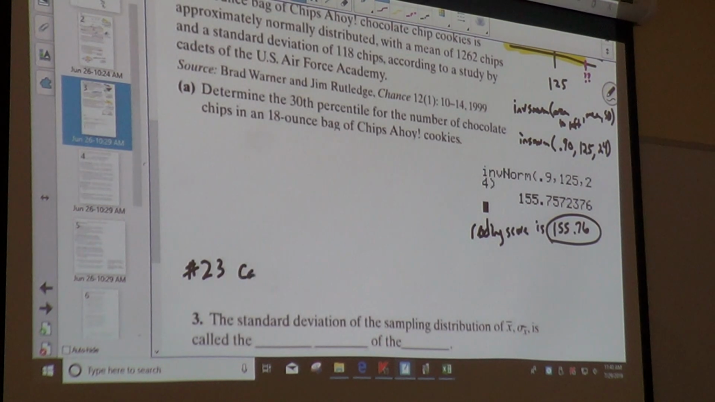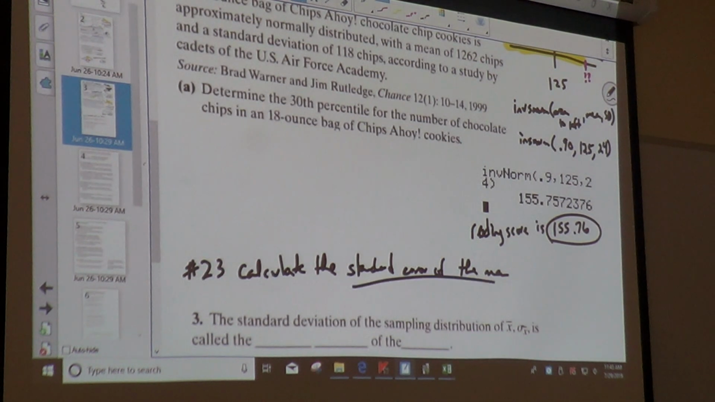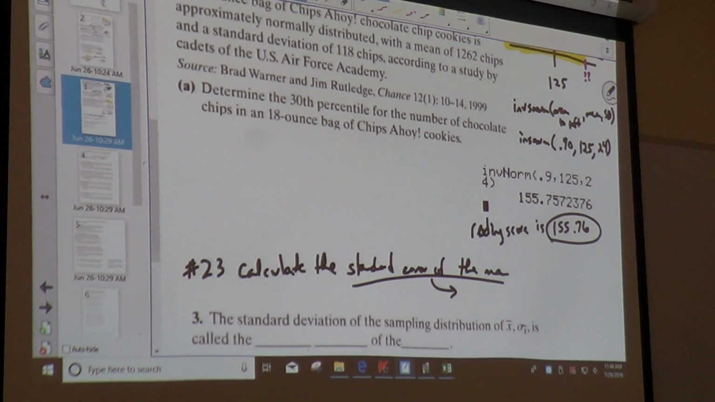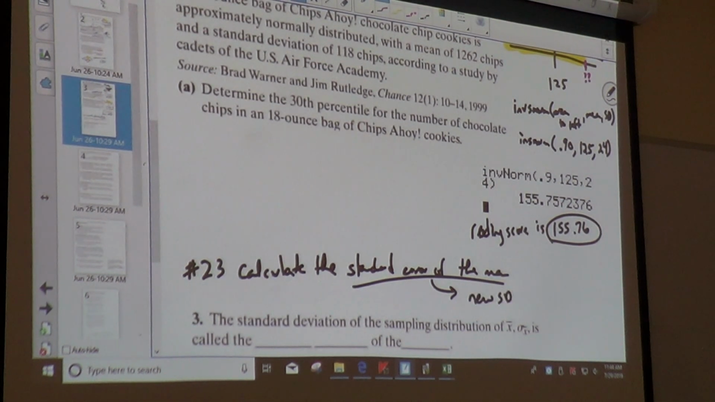So 23 says calculate, C-A-L-C-U-L-A-T-E, the standard error of the mean. What is another name for standard error of the mean? How do we find the standard error of the mean? Good. The standard error of the mean is the same thing, also known as the new standard deviation. The new standard deviation is when you take the old standard deviation and divide it by the square root of the size of the group.